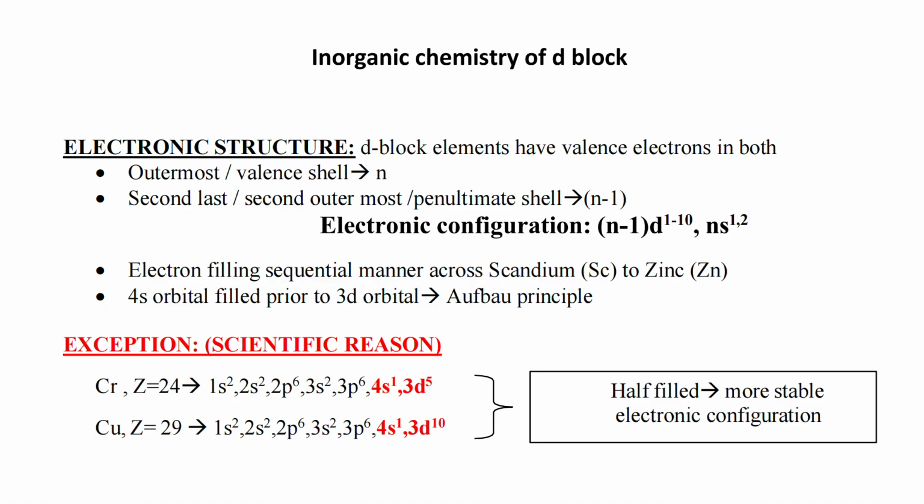How might you be asked about this? They ask you about the electronic configuration in a multiple choice question, or they state that n denotes the valence shell and n-1 shows the penultimate or second outermost shell. Similarly, why does the filling of electrons in the 4s orbital take place prior to the 3d orbital? The reason is simple. It is due to the Aufbau principle.